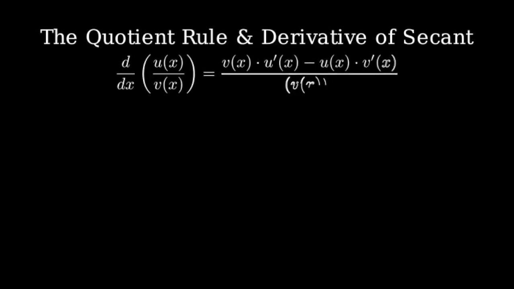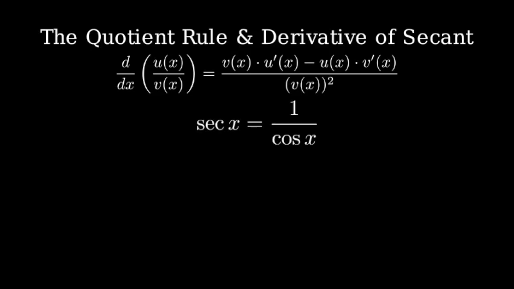Welcome to our lesson on the quotient rule and its application to finding the derivative of the secant function. Let's start with the quotient rule formula. To find the derivative of secant, we first need to express it as a quotient. Recall that secant x is equal to 1 over cosine x.